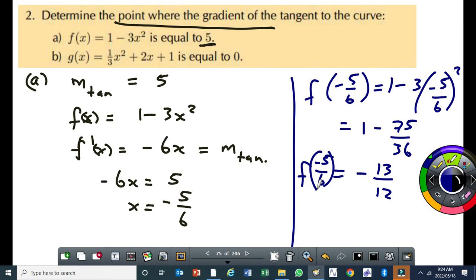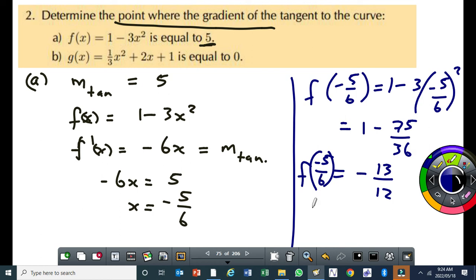Okay, I'm not convinced. What is 36 minus 75? What is 36 minus 75? Minus 39. Minus 39 over 36. Okay, there is a common factor. This is a 3. Alright, now it's fine. So you get minus 39 over 36, which will give you that.